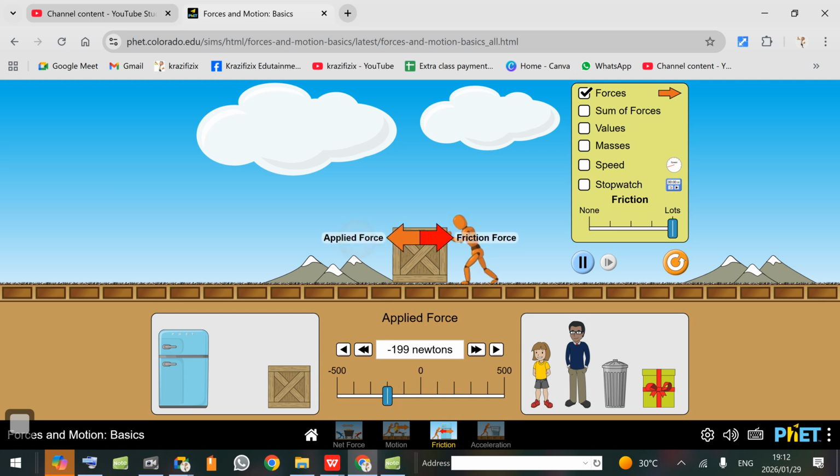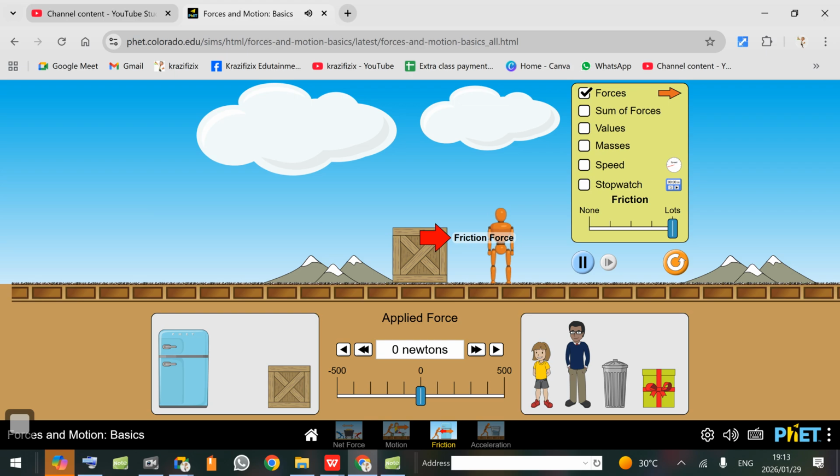I want you to look at that red. Can you see the red arrow? Yes, sir. It's going to decrease just when it starts moving. Look at it. Can you see it's now smaller? Yeah. And the object is moving.